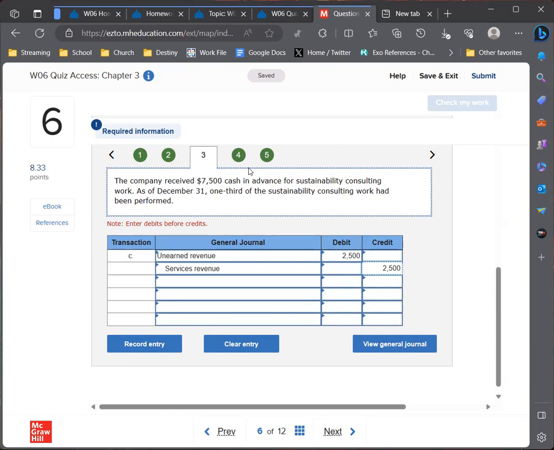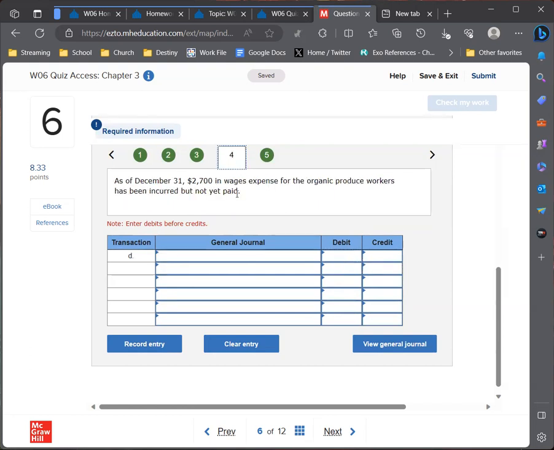There's also one time I thought since this was 1/3, I thought this was 2/3. So 2/3 of 7,500 would be 5,000, which was wrong. So what I figured out is that it's just both 2,500.